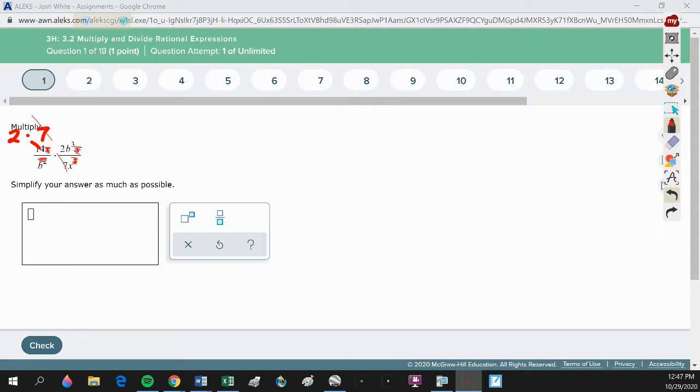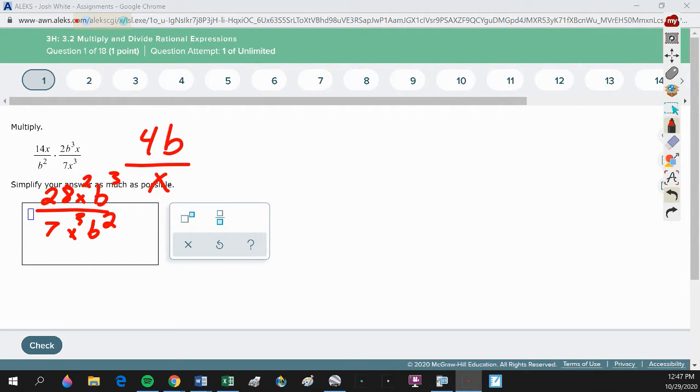And b squared changes the b to the third into b to the first. So on top, I'm left with 2 times b, which is 4b, over 7's gone, x. That's the fast way to do it. The slow way would be to say the top is 28x squared b to the third over 7x to the third b squared. And then simplifying that. It will still work. It just takes a lot more time to do it that way.